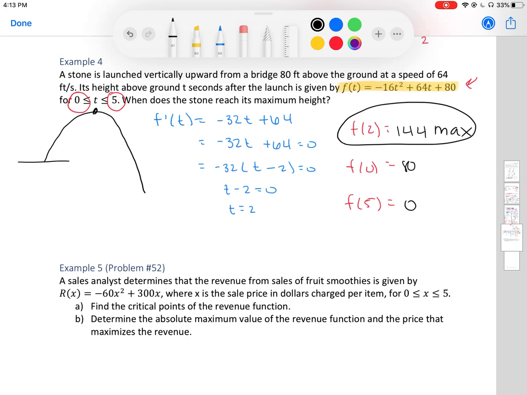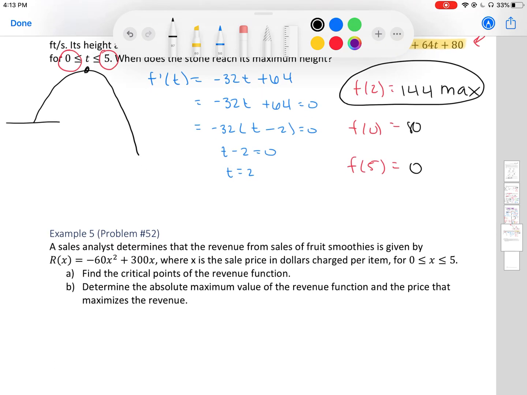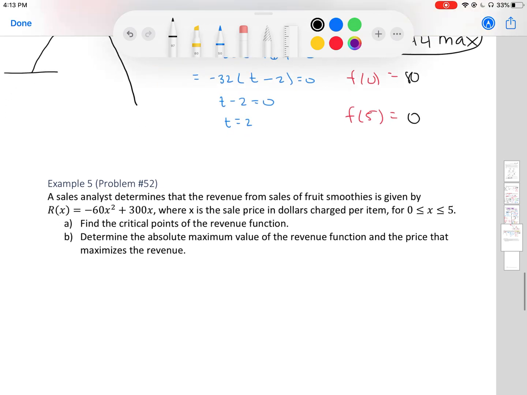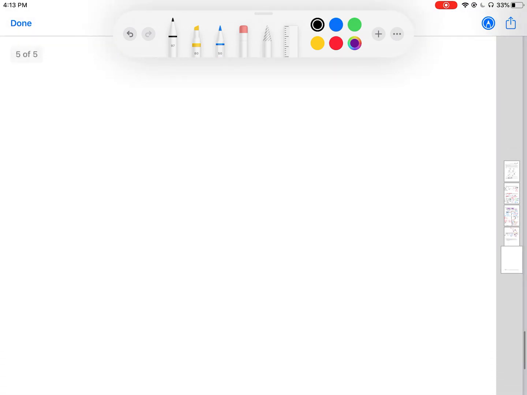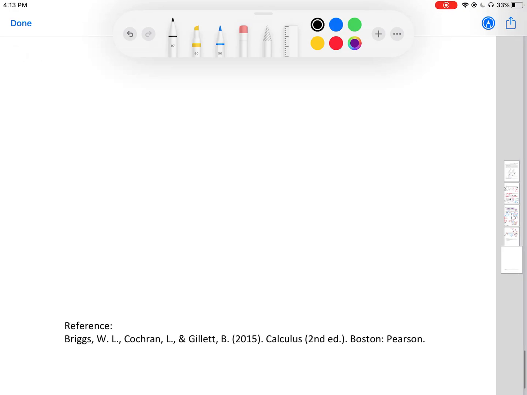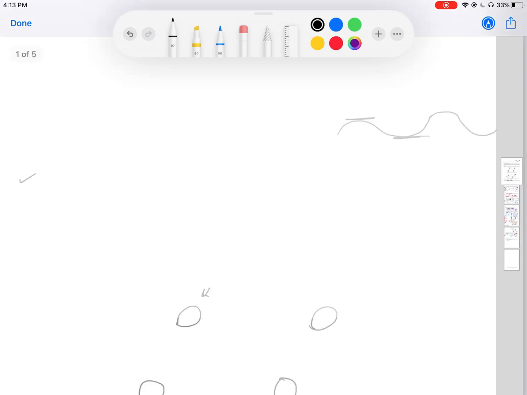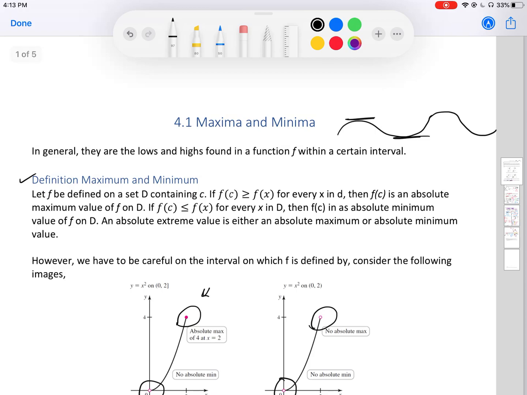Alrighty, so that's pretty cool. We can see how we can apply these maximums and minimums to a more real life situation. I have another example in case you'd like to try it, and I put a reference to the book that we use, since I do use pictures. That's section 4.1, maximum and minima. Thanks.